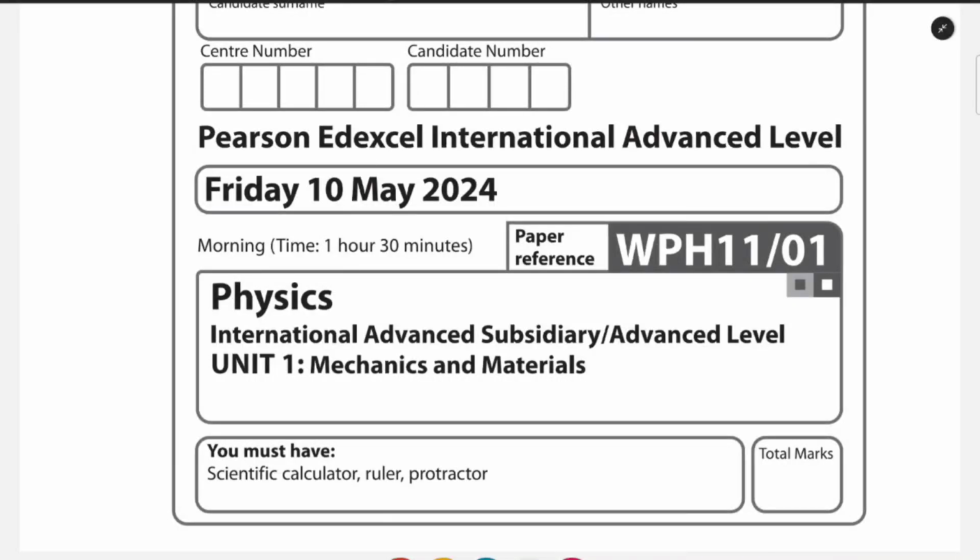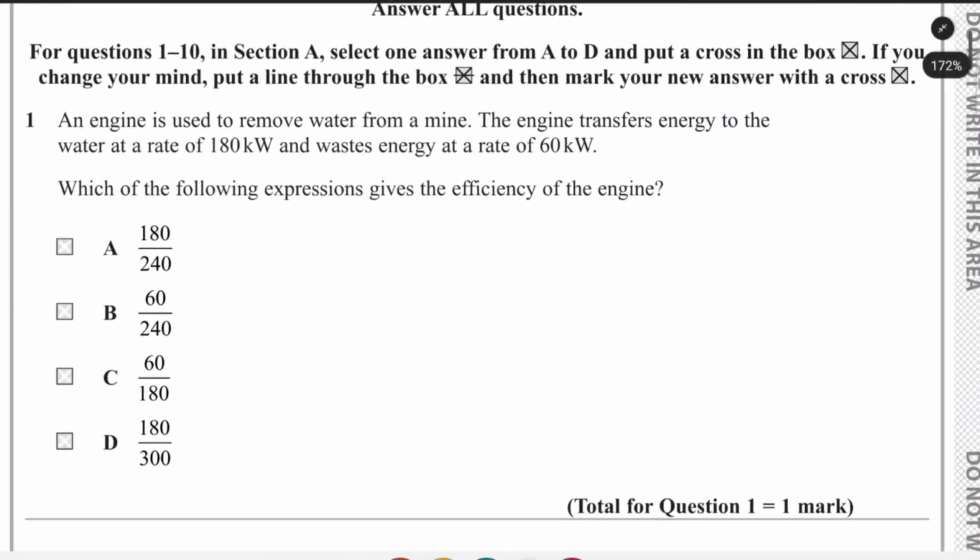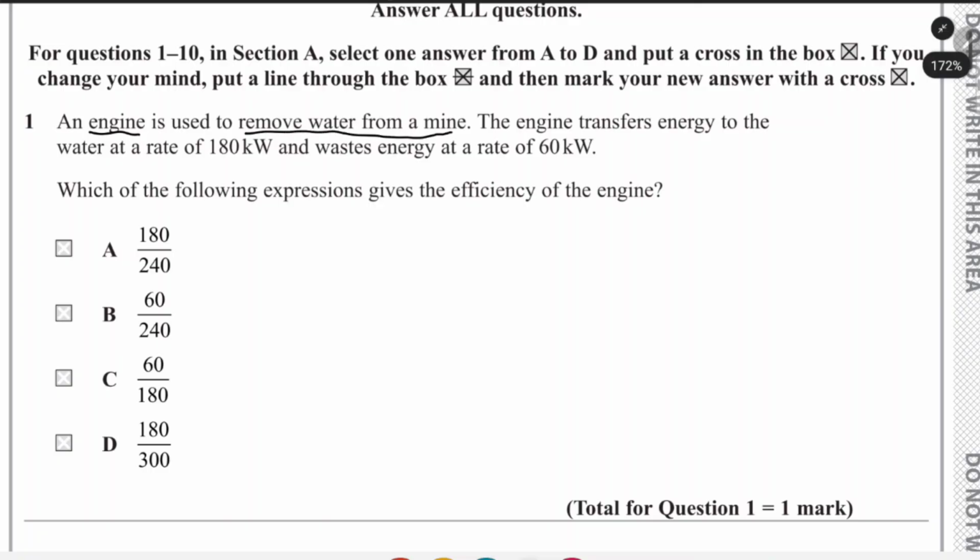In this video, we'll be solving the Pearson Edexcel IAL May 24 paper of Physics Unit 1. Now in the first question, we are given that an engine is used to remove water from a mine. We are told that the engine transfers energy to the water at a rate of 180 kilowatt and wastes 60 kilowatt. So we are given the power ratings.